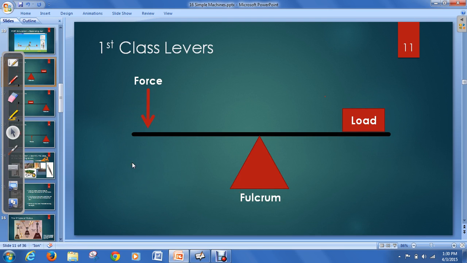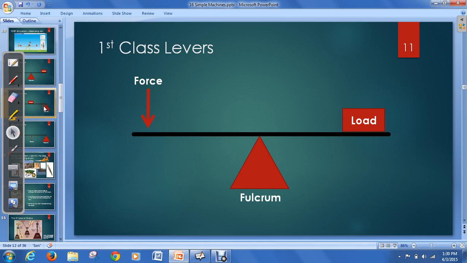The first type of lever is what we call a first class lever, and that's where the fulcrum is in the center. This is probably what you think of when you think of a lever, like a teeter-totter. You have force on one side, load on the other side. The force is pushing down, which moves this upwards, and that pivot point is in the center. So a teeter-totter, for example, is an example of a first-class lever, okay?